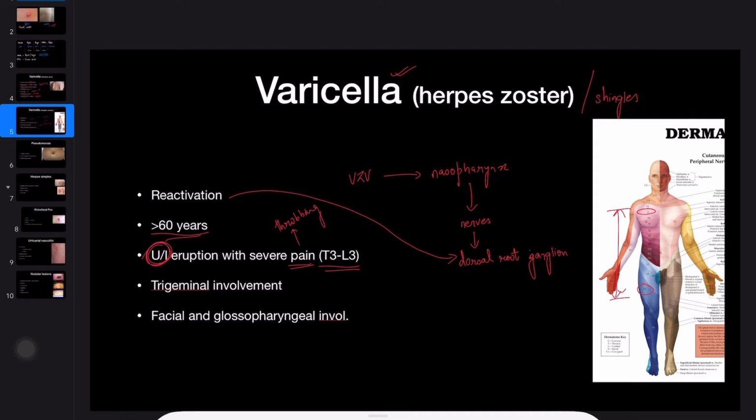The varicella zoster virus also infects cranial nerves, and if the trigeminal is involved, it will present as herpes zoster ophthalmicus, and you will see typical dermatomal distribution of pain, and patient will present with blindness. If the facial and glossopharyngeal nerves are involved, then as expected the patient will present with hearing loss, and this condition is known as herpes zoster oticus.